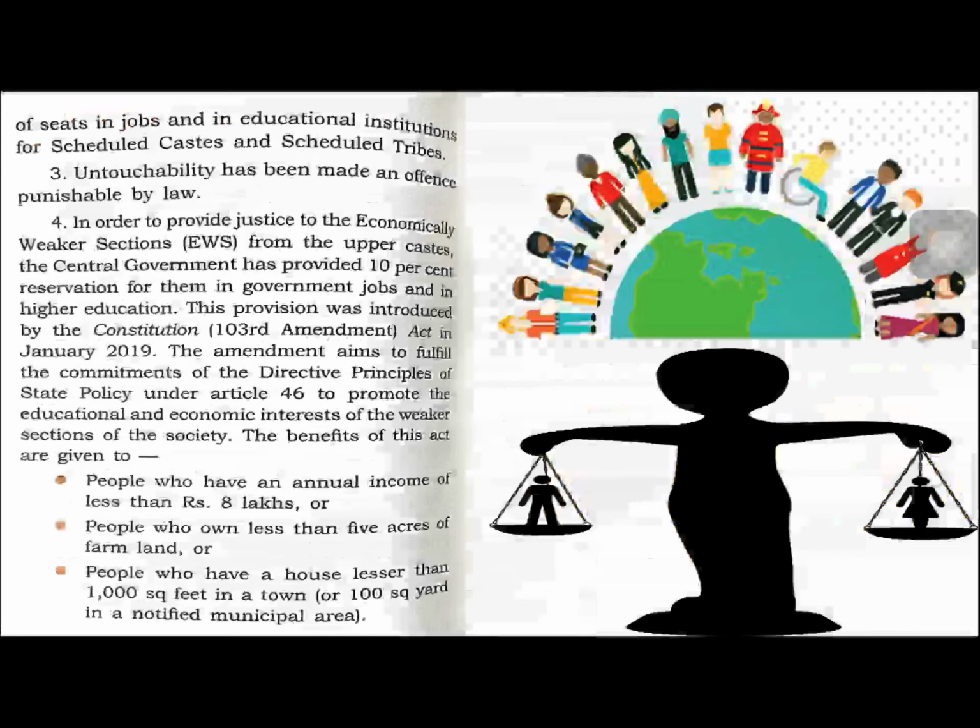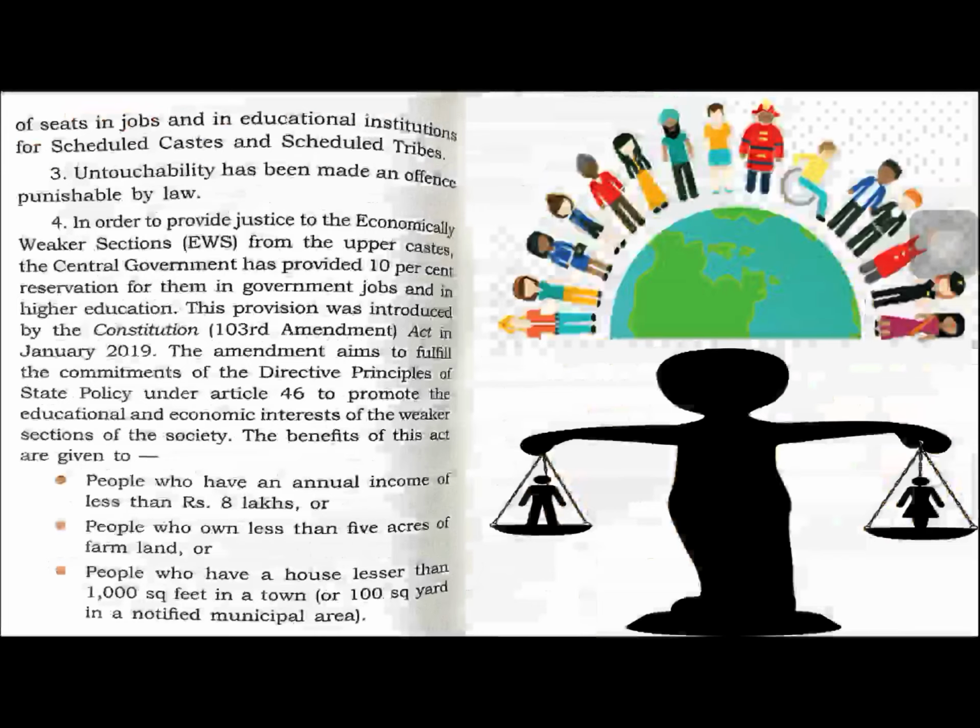So in the general category, those families which are very weak economically, poor, who don't have finances, for them an additional 10% reservation was added in government jobs and higher education. This was done by the 103rd Amendment Act, which was passed in January 2019. So what is the criteria? Which type of poor general category family will be considered under this article?